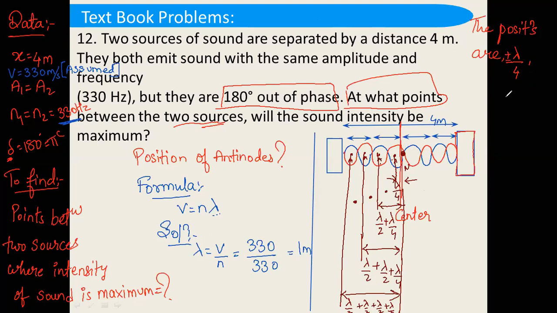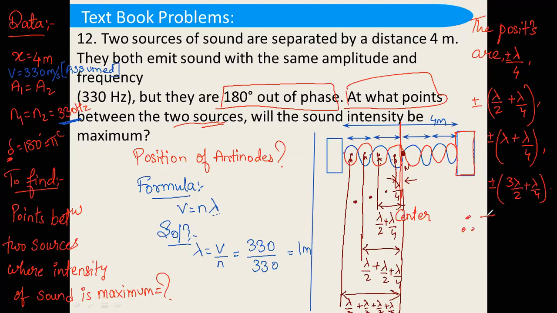Another is lambda by 2 plus lambda by 4, again plus or minus. What is the next position? Plus or minus lambda by 2 plus lambda by 2, which is lambda, so lambda plus lambda by 4. Next is plus or minus 3 lambda by 2 plus lambda by 4. So these are the positions. Now substitute the value of lambda and get the values.